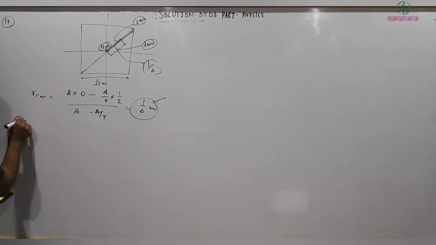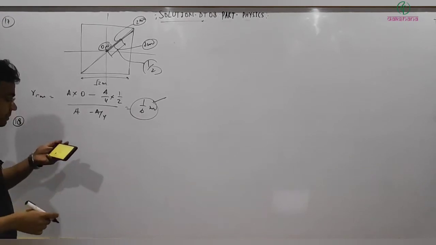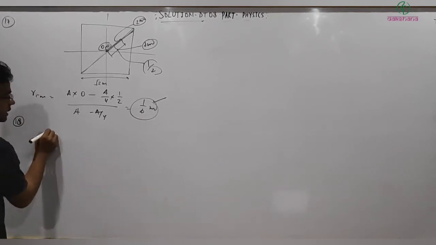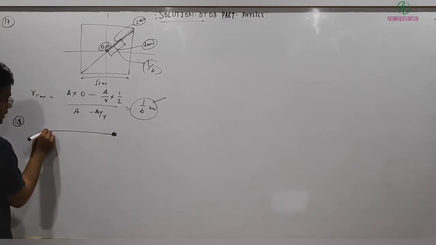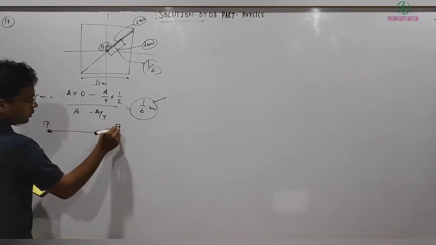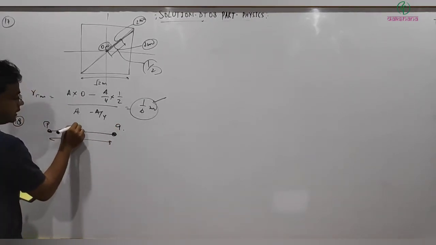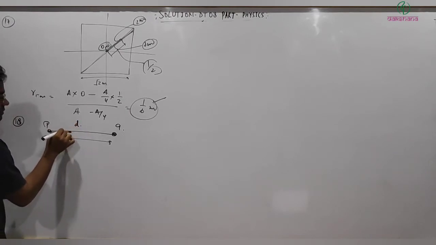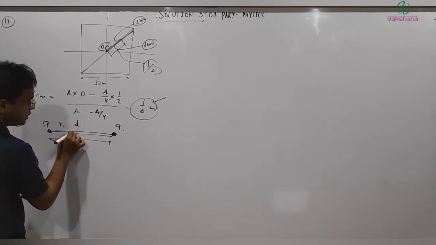Next question number 18. Two particles P and Q, P greater than Q, so this is P and Q, let's say the distance between them is D, then I can write center of mass will be somewhere, so it's R1, and let's say this is R2.